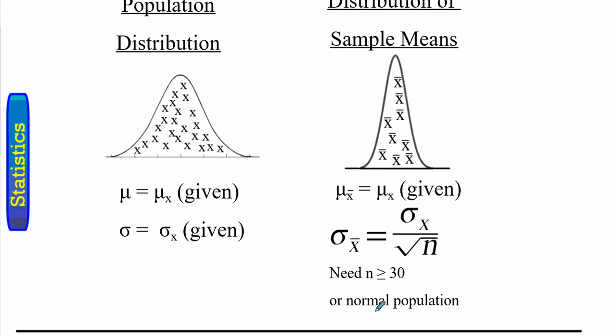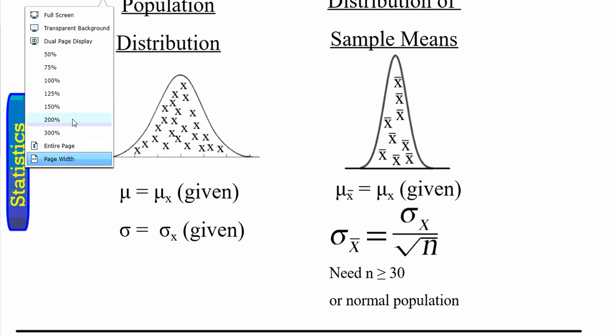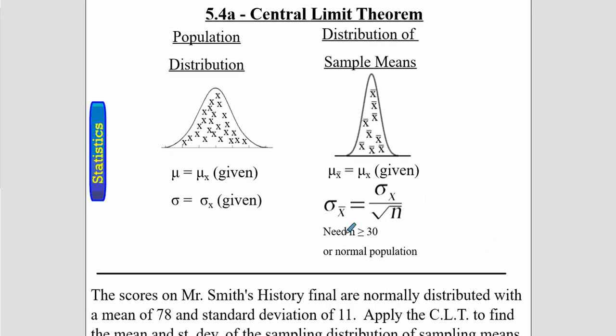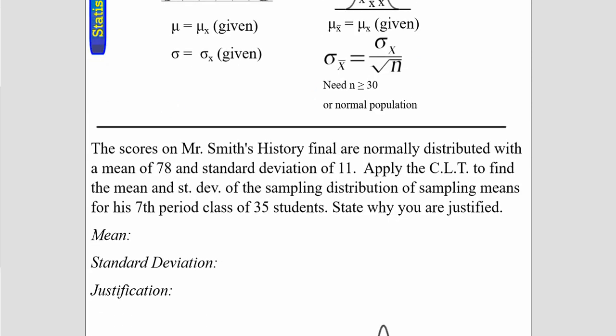And I would jot these little pictures down and then also write down the corresponding formulas. The mean and the standard deviation. The mean stays the same for a population and a sample. You would expect that the sample should have about the average of the general population, but the standard deviation is going to be smaller because you're dividing by the square root of the sample size. So there's the formulas. If you need to, you can pause and go back. I'm going to do an example.